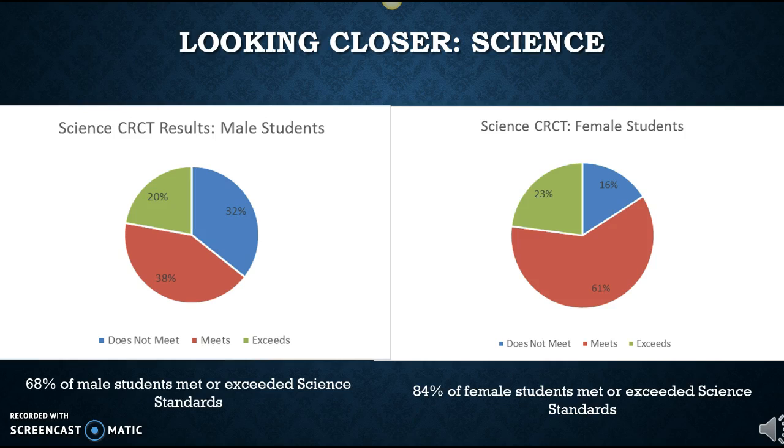And then if you look at the chart on the right, it shows the female students, and that 16% does not meet, 61% meets, and 23% exceeds, meaning that 84% of female students met or exceeded science standards. I found this very interesting, and I felt empowered, girl power, because you always think of the STEM content areas as the males exceeding in that, but at our school, the female students have really done well in science.